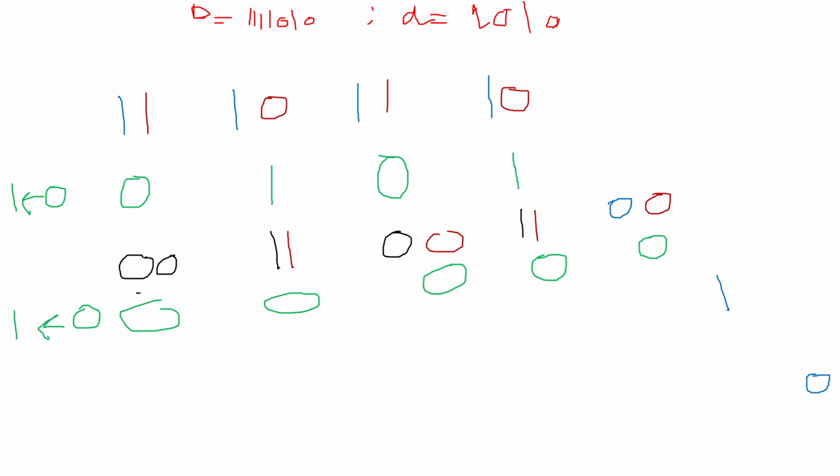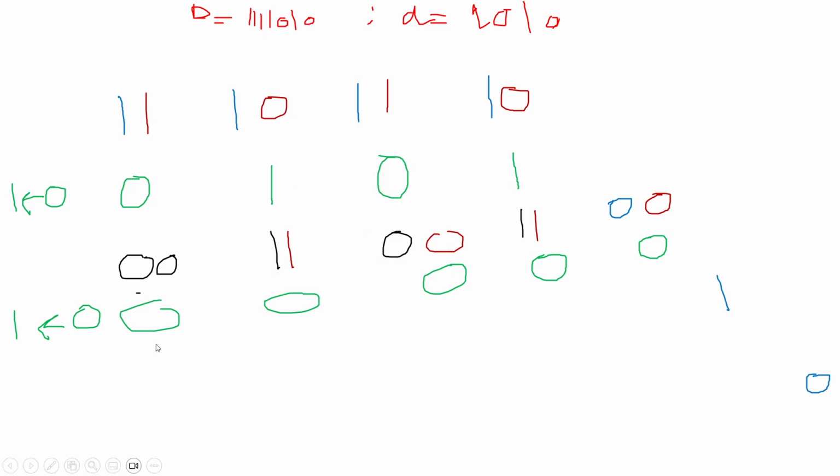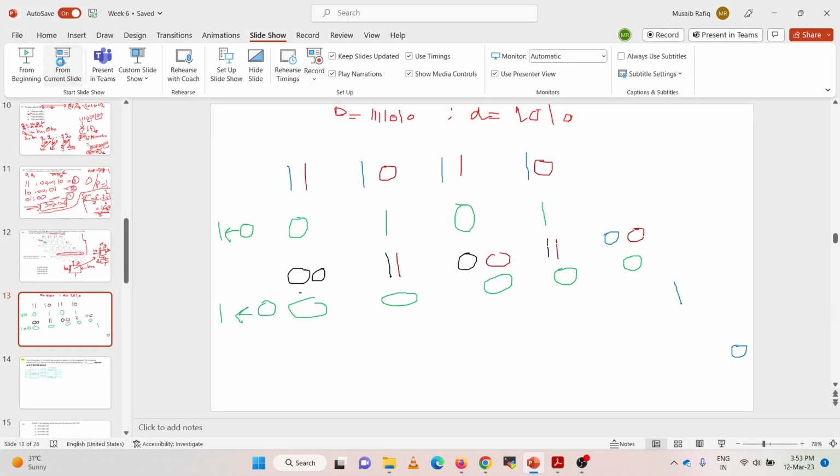So where's my pen? Something happened to my mouse. I'm not able to get control of it. Yeah, it happens sometimes. Pointer options, pen, I'm not able to get it. Just a second.